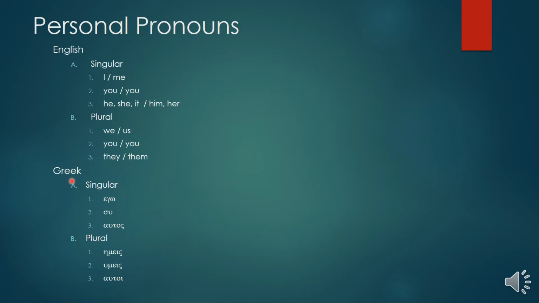Now in Greek, you have the same pronouns. Singular, first person ego, second person su, and third person autos. Now we'll talk in just a few moments about their feminine ending here and the neuter ending. The plural of I is we, and it's hemeis. First person plural in Greek is hemeis. Second person plural in Greek is humeis. And third person plural in Greek is autoi. In the next frames, we're going to look at how this is done in Greek.